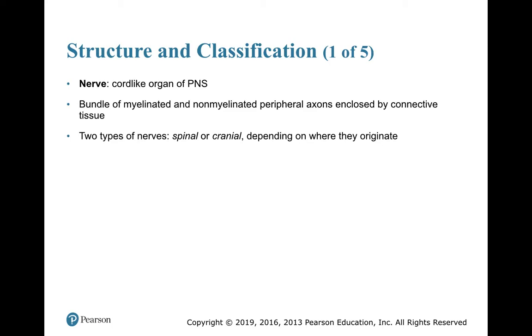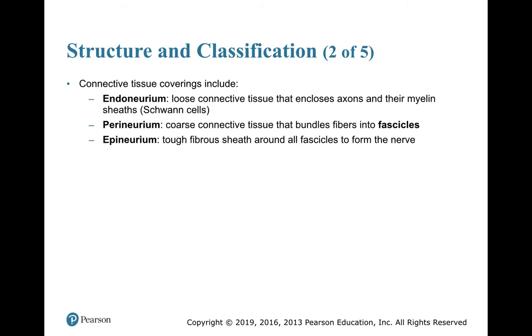It's found in the peripheral nervous system. It's a bundle of myelinated and non-myelinated peripheral axons enclosed by connective tissue. There are two basic types of nerve depending on where they originate from. There are those that come off the spine called spinal nerves, and the cranium called cranial nerves. So that structure of that simple organ we're going to call a nerve is going to have names that are very similar to what we saw in muscles.